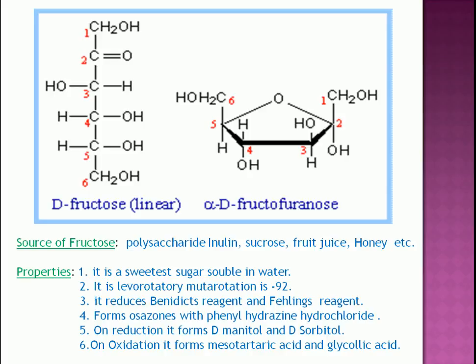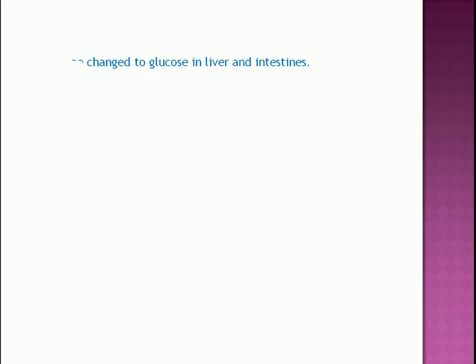You know that glucose on oxidation forms 3 different types of products. Mild oxidation gives gluconic acid. By strong oxidation, with agents like concentrated nitric acid, it forms the dicarboxylic acid, saccharic acid. In special oxidation with hydrogen peroxide, it forms uronic acid. But in the case of fructose, only one type of oxidation gives 2 important products, mesotartaric acid and glycolic acid. It can be changed to glucose in the liver and intestines.